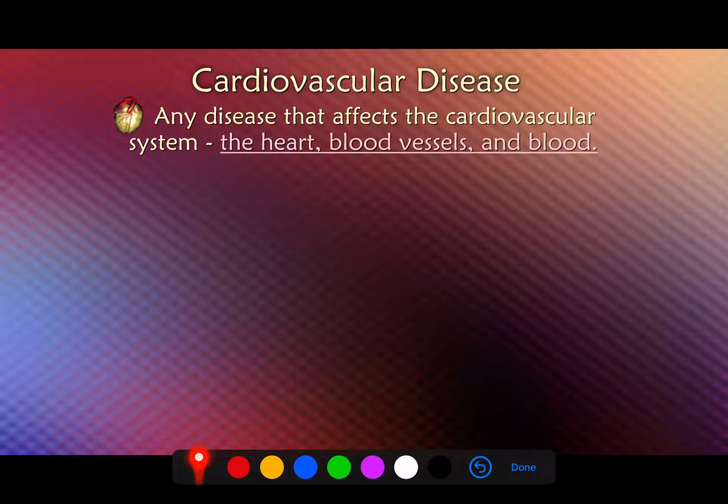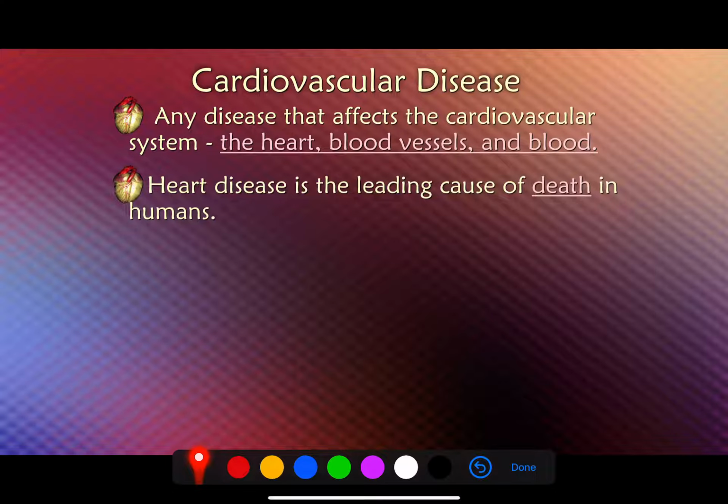Sometimes your circulatory system isn't working the way it's supposed to, the way it was designed to work. So any disease that's going to affect your circulatory or cardiovascular system, it could be a disease affecting the heart, the blood vessels, or the blood, is called cardiovascular disease. It's actually the leading cause of death in humans.